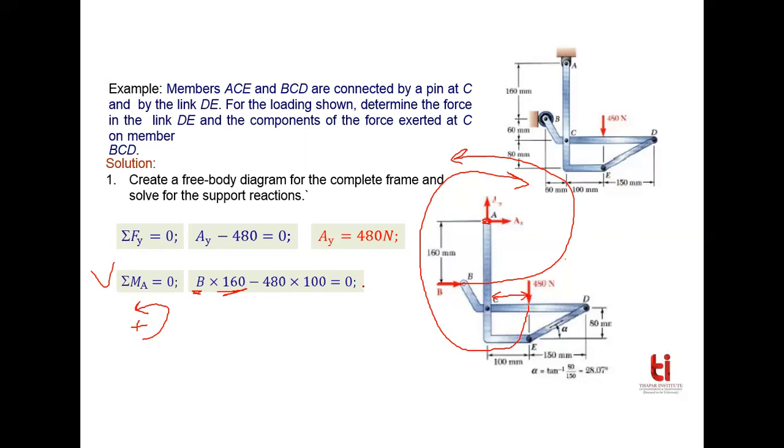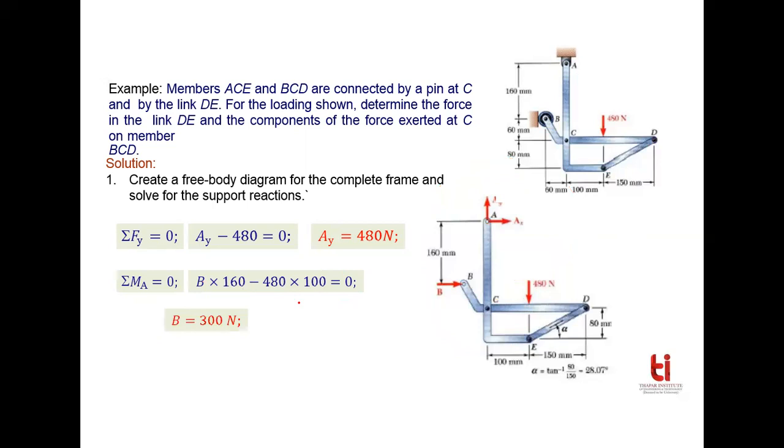So 480 into 100 is equal to 0, and it will give you B is equal to 300 Newton. So we have found AY and B. Now if you apply horizontal force balance, that will give you AX plus B is equal to 0. So B is 300, that means AX will be minus 300. That means whatever direction you have selected for AX is not logically correct. The correct direction of AX will be horizontally leftward. So these are the support reactions at point A and point B.